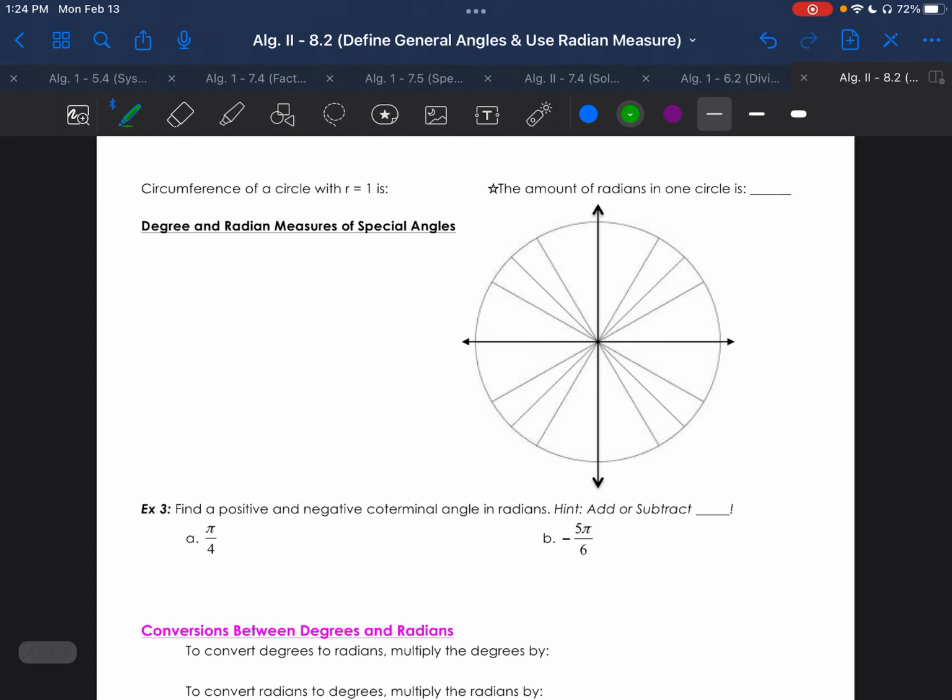All right, so now we're going to learn about this thing called the unit circle. But we're not going to learn about the unit circle quite yet. That comes later in the chapter. We're going to start with how we would get to the unit circle. If you have a circle where the radius r is 1, the circumference of that would be 2 pi, because remember, circumference is equal to 2 pi r, as I just discussed, so you plug in 1 for r. So the amount of radians in one circle is 2 pi.